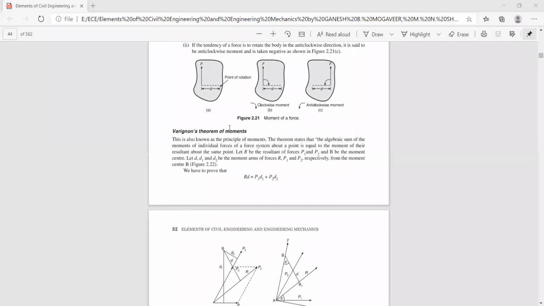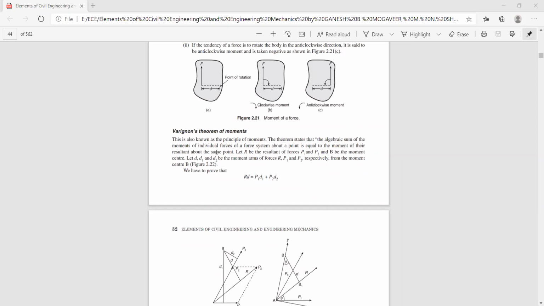So, we know the definition of moment. Moment is nothing but the product of the magnitude of force and the perpendicular distance about which we are going to take the moment. Now this is a very important theorem, Varignon's theorem. This theorem states that the moment of the resultant about any point is equal to the algebraic sum of moments of the individual forces about the same point.